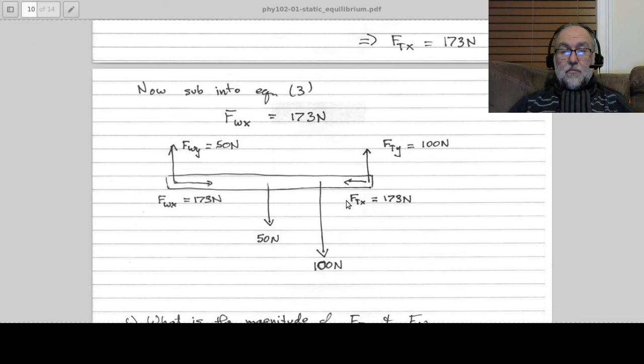All the forces are balancing. Forces up balance forces down. Forces to the right balance forces to the left, and torques will balance. You could, by the way, I won't do this, but you say, well, will the torques balance around any point? Yeah, you could choose the axis there, and the torques will balance.